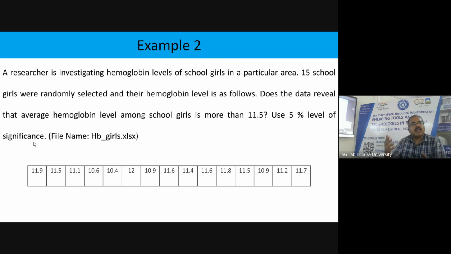This level of significance has another name, which is known as a confidence limit. If you have 5% level of significance, that means you are 95% confident. If you have 1% level of significance, you are 99% confident. If you have 10% level of significance, which generally we do not consider as it is too much, then you are 90% confident. These values, 11.9, 11.5 and so on, are the hemoglobin levels of those 15 school girls, and we have to see whether the mean is more than 11.5 or not.